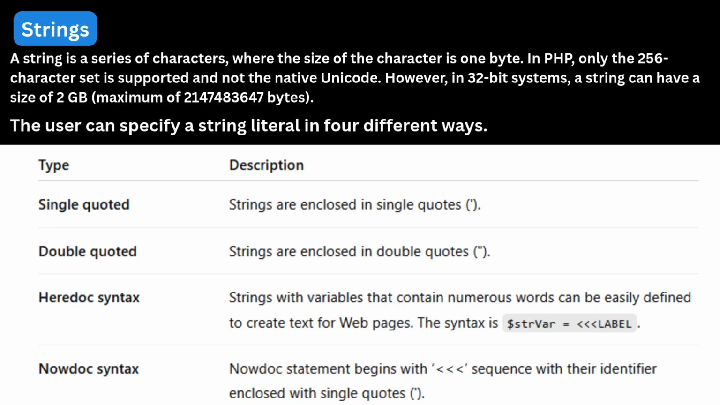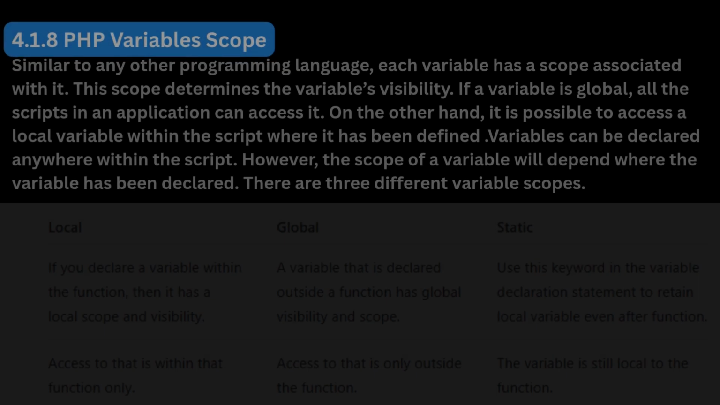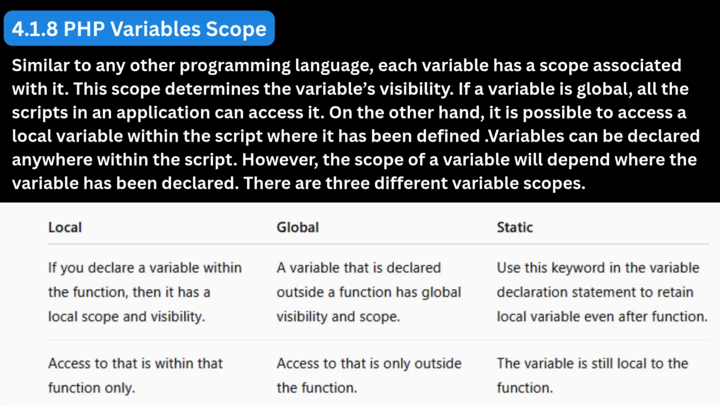In short, single and double quotes are great for short strings, while Heredoc and Nowdoc are designed for multi-line text blocks or large templates. Together, they give developers a flexible way to handle any kind of text content, whether static or dynamic. Now that we've explored how strings work in PHP, let's move forward to another essential programming concept, variable scope.